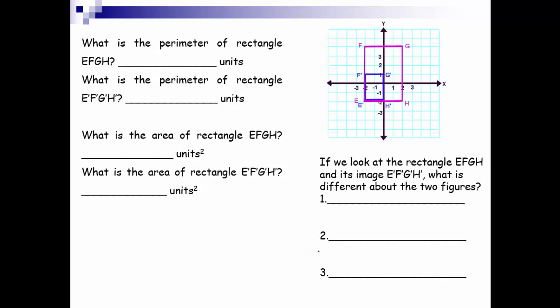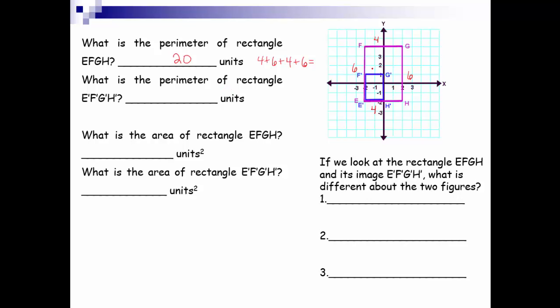Now let's talk about what doesn't stay the same. First of all, let's figure out the perimeter of our original rectangle. FG, we talked before, is 4 units. GH is 1, 2, 3, 4, 5, 6 units. HE is 4 units. This is a rectangle, so I know E to F will also be 6 units. So the perimeter of rectangle EFGH is 4 plus 6 plus 4 plus 6, which is 10 plus 10, 20 units.